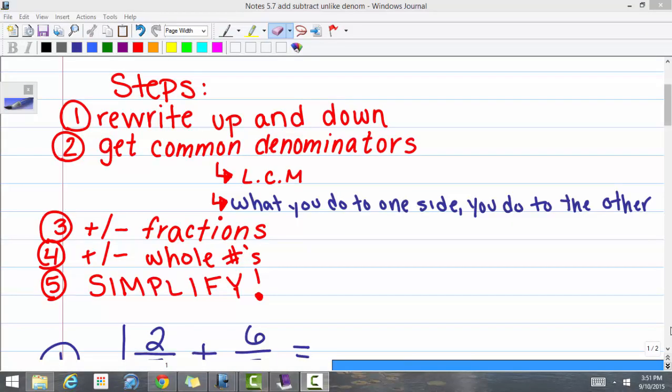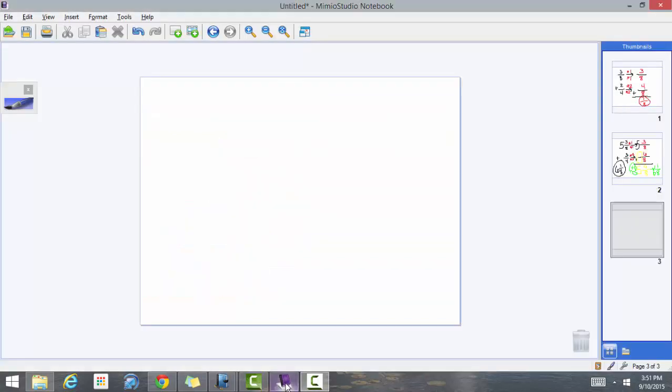Hey there, it is time to learn how to subtract fractions with unlike denominators. So it's still the same steps as before with addition of fractions. We're going to rewrite the problem vertically. We have to have common denominators. Then instead of adding, we're going to be subtracting the fractions, followed up by subtracting any whole numbers if there's mixed numbers, and we always end the problem by simplifying.